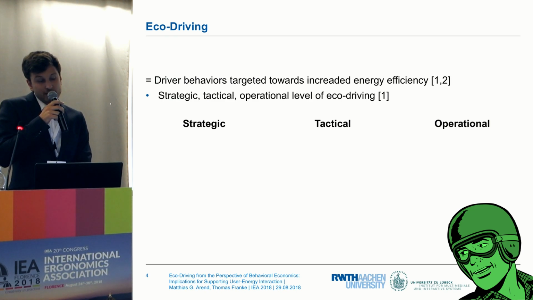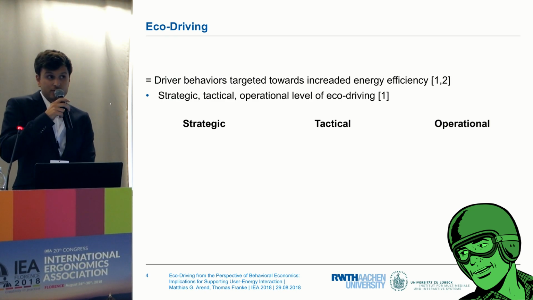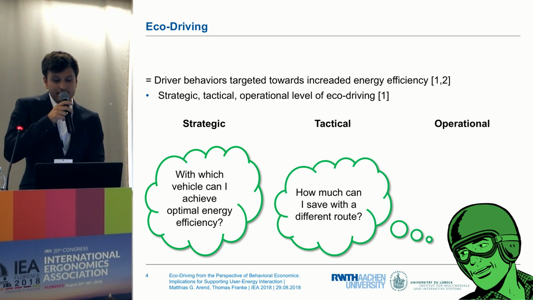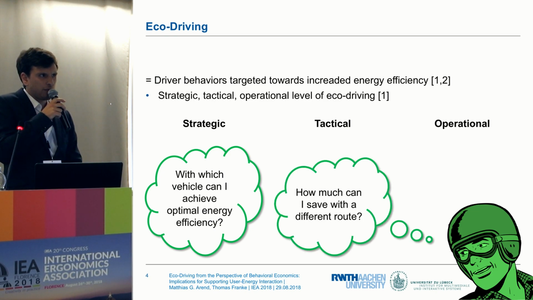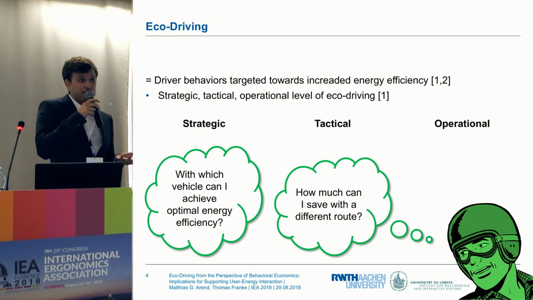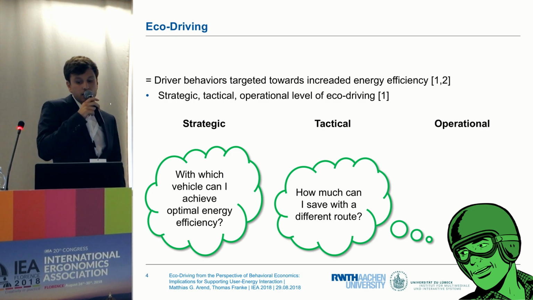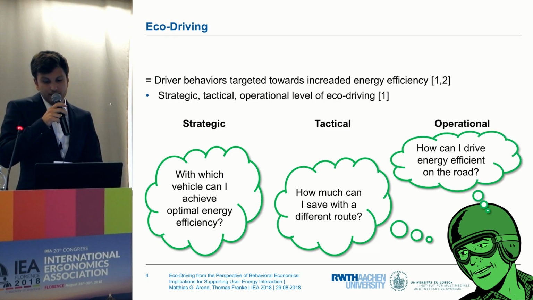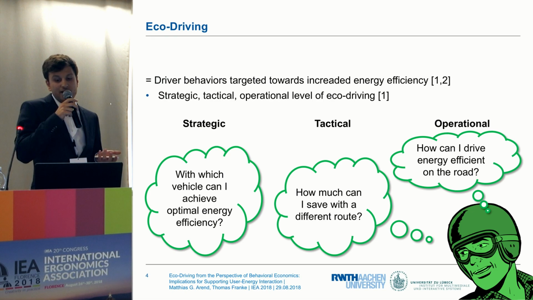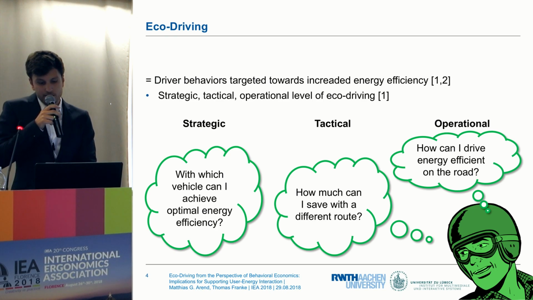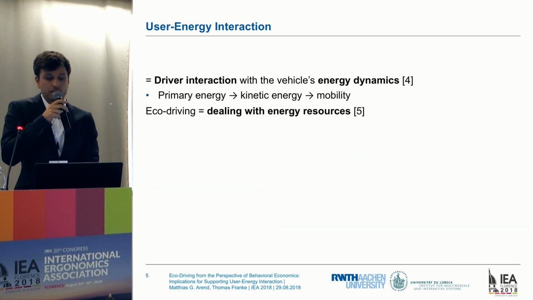The interested eco-driver might have different questions regarding each level. On a strategic level, he might ask, with which vehicle can I achieve optimal energy efficiency? On a tactical level, he might ask, how much can I save with a different route? If I, for example, drive 5 minutes more, how much energy can I save in those 5 minutes if I take a rural road instead of the motorway? And on the operational level, he might ask, how can I drive energy efficiently on the road? The operational level is also what we target when we speak about user energy interaction.